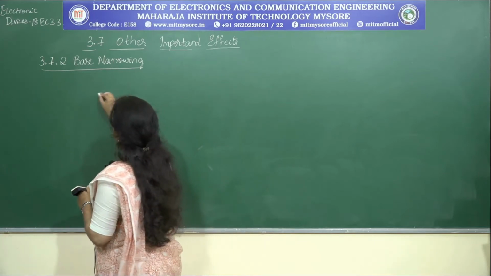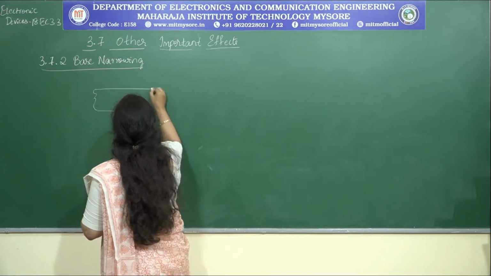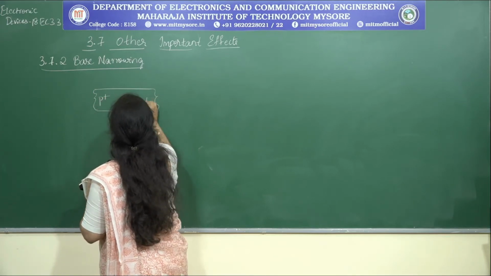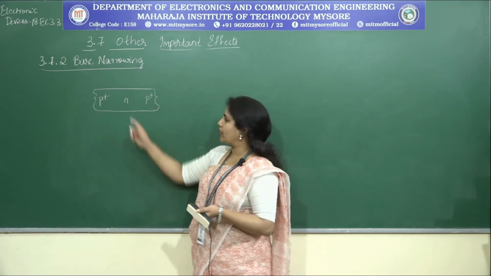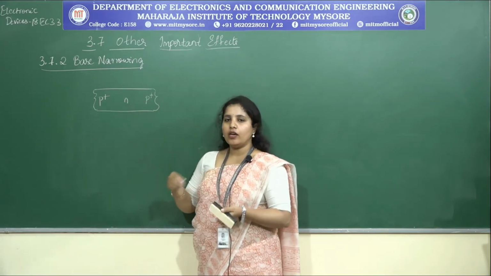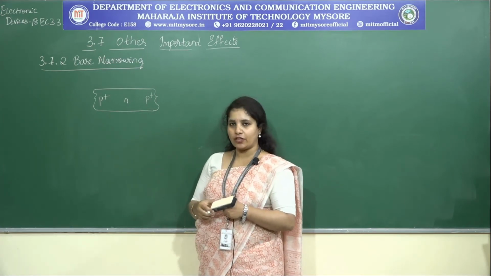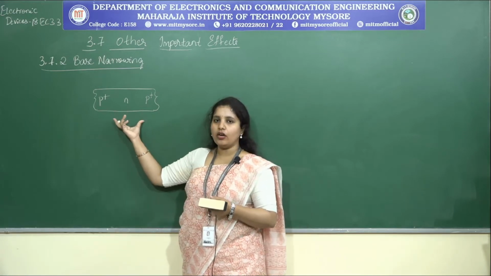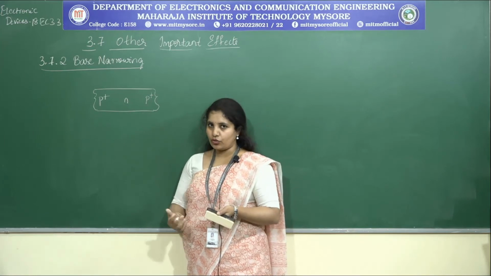Now let me have a P plus N P plus region, or you can consider P plus NP as well. In your textbook they have mentioned both the emitter and the collector are heavily doped and the base is lightly doped, and that is what I am considering here. If you want to consider the P plus NP, that also you can consider, no issues.